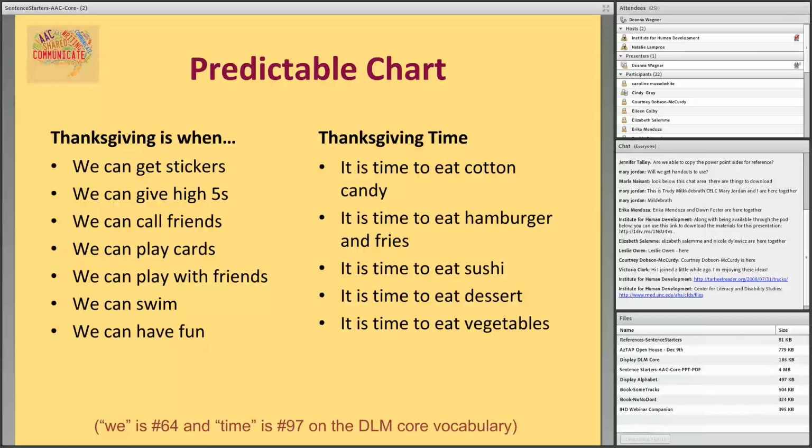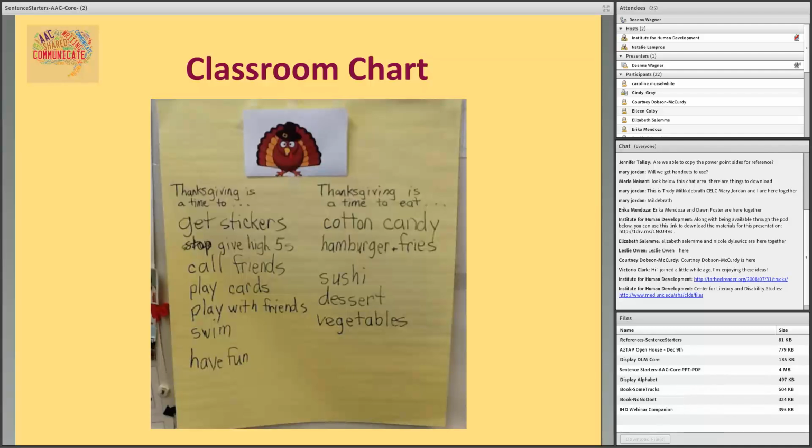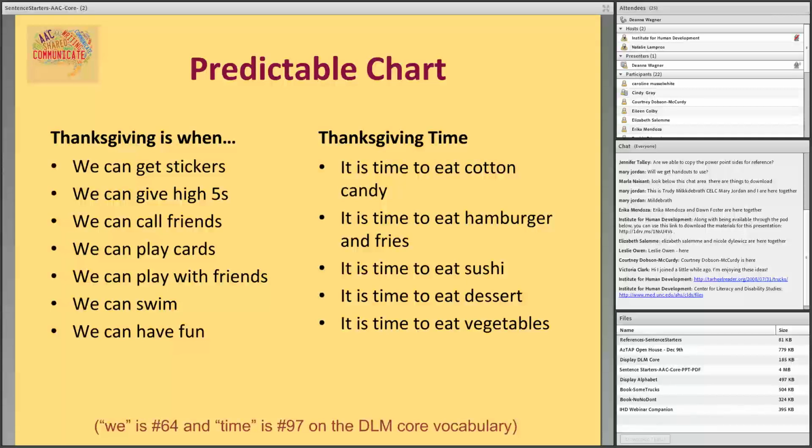So if we switch this to "Thanksgiving is when," and then each page or each line has things we can do, we can get, we can give, we can call. That was how this frame said "Thanksgiving is a time to." Instead of just having it that way, if we added "we can," now we're practicing over and over again with some high frequency words, some high frequency core words.